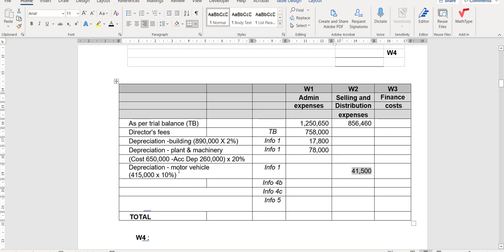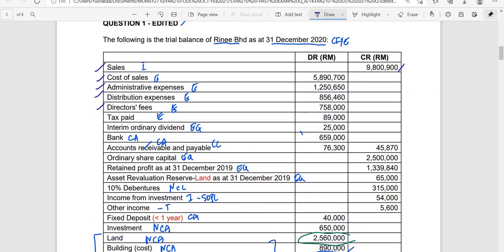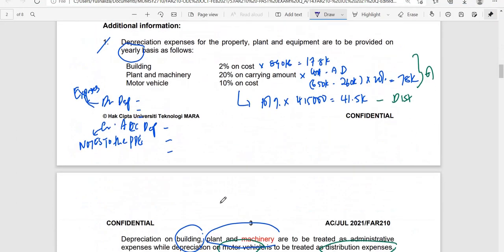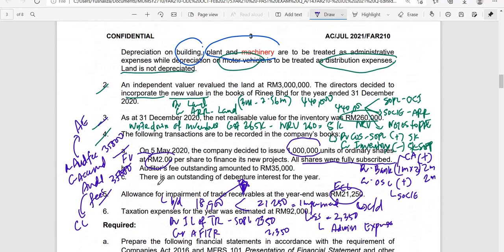And at the end, you have also information B. Remember, we were doing information B just now. That was regarding the audit fees, which is accrued audit fees, and also information 4C. 4C is about debenture interest. So let us look at information 4C for a while. We have missed that, right? There was an outstanding debenture interest.